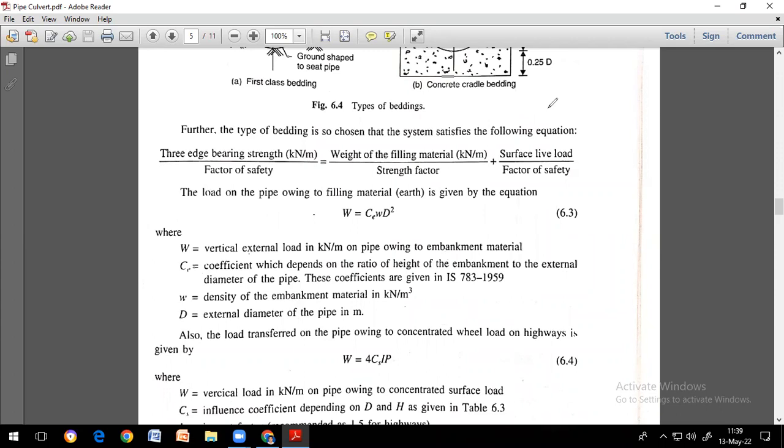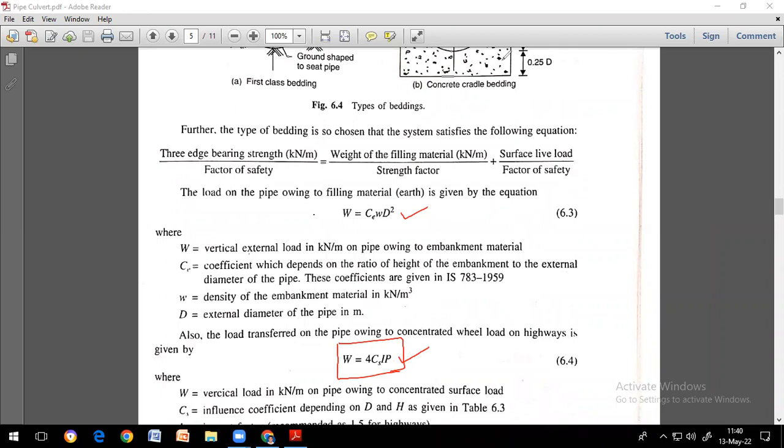Here the surface live load you calculate based on the class of vehicle, right? As I told you, there are different classes of vehicles: class AA, class 70R, class B, and class A. Based on that, your live load is defined. The formula is W equals 4 C S I P. Here C S is the influence coefficient, which always depends on the diameter and the head. I is the impact factor, and P is the live load coming from the vehicle. So this is how the surface live load is calculated.